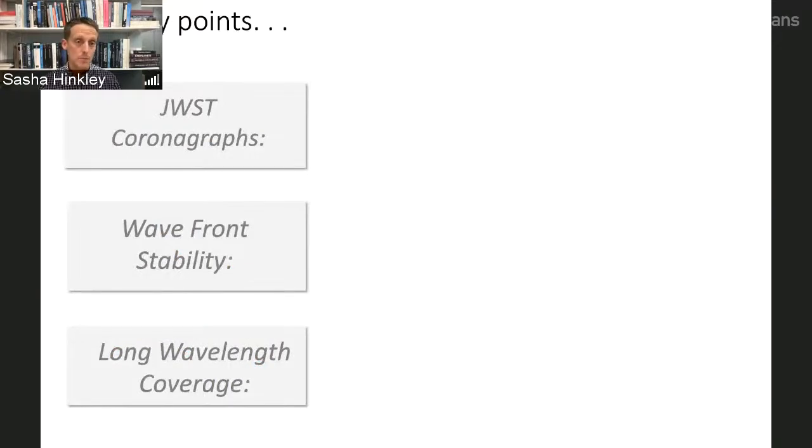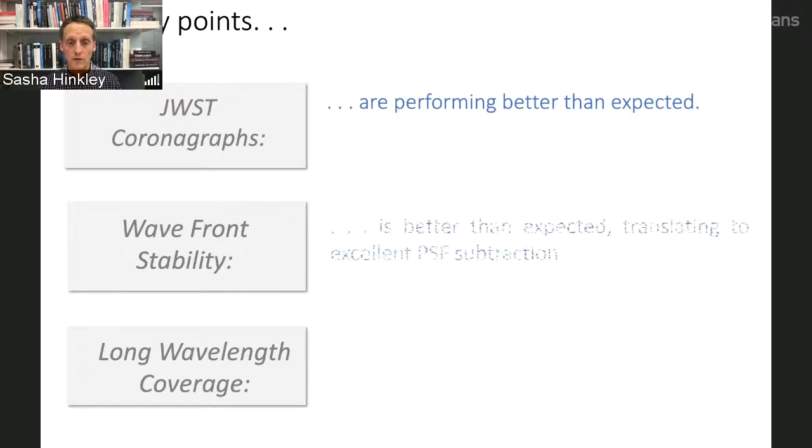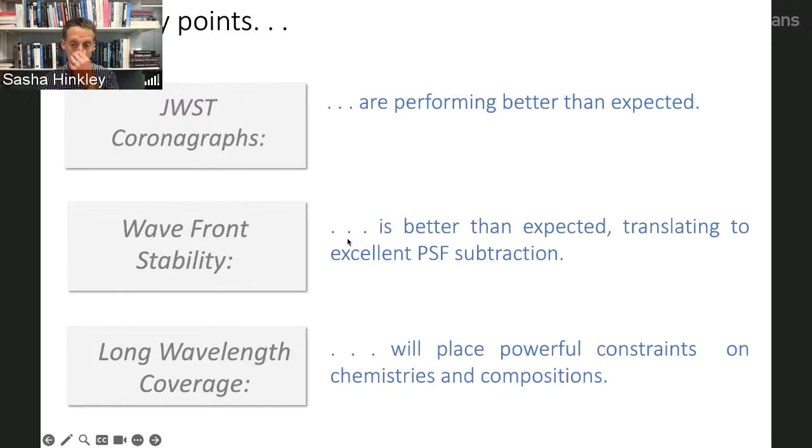So just to wrap up, the JWST coronagraphs are performing better than expected. The wavefront stability is better than expected, and this translates to excellent PSF subtraction. And the long wavelength coverage will really place powerful constraints on chemistries and compositions. So I'll leave it there and take any questions if there's any time. Thank you.